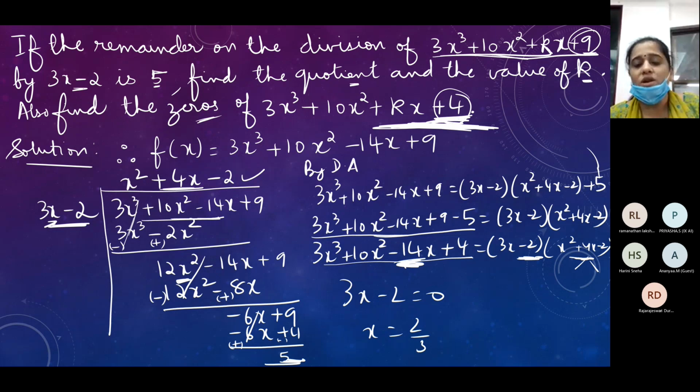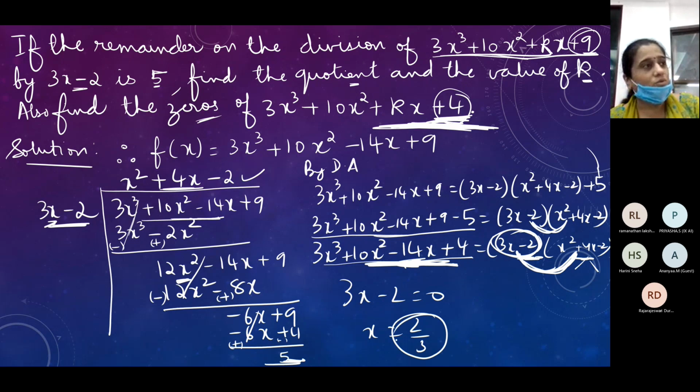Okay, so you already got that, no? See, this polynomial is a product of these two factors. And in that, already one is linear, 3x minus 2. So you can find the value of x. Equate that to 0 and find one zero.